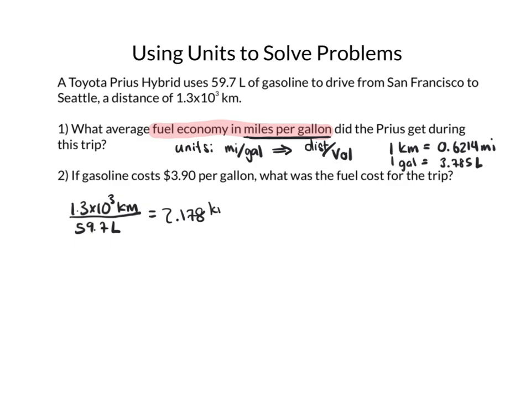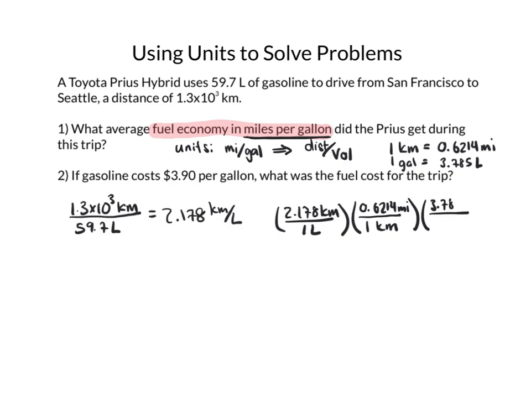And so if I simply do that first, I get 2.178 kilometers per liter. Now I need to convert that number to the correct units for what the question asks for. So 2.178 kilometers per 1 liter. If I write it that way, then I can see that I need to use a conversion factor which has kilometers on the bottom. So 1 kilometer is equal to 0.6214 miles. And I need to use a conversion factor that has liters on the top. So 3.785 liters is 1 gallon.